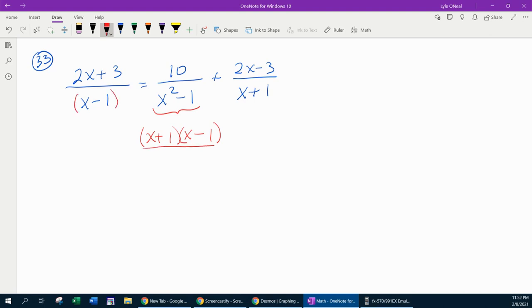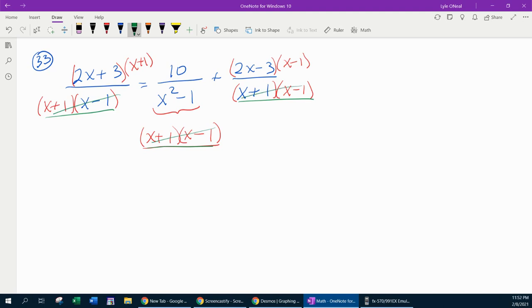Okay, so the middle denominator has an x plus 1 and an x minus 1. The first denominator needs the x plus 1. And the last denominator needs the x minus 1. Whatever I do to the bottom, I have to do to the top. So the numerator, the 2x plus 3, is going to get multiplied by the x plus 1. And the 2x minus 3 in the last fraction is going to get multiplied by the x minus 1. And now if you notice, every denominator has the same stuff. Now you see them. Now you don't.